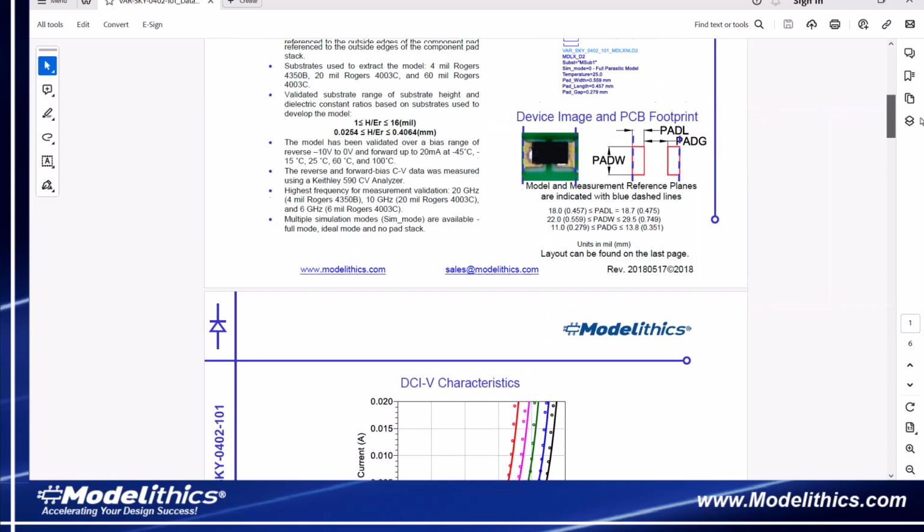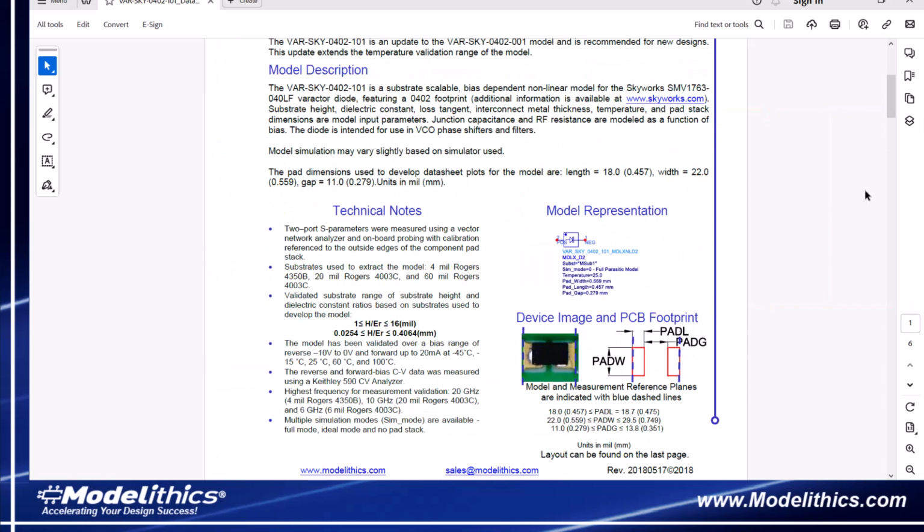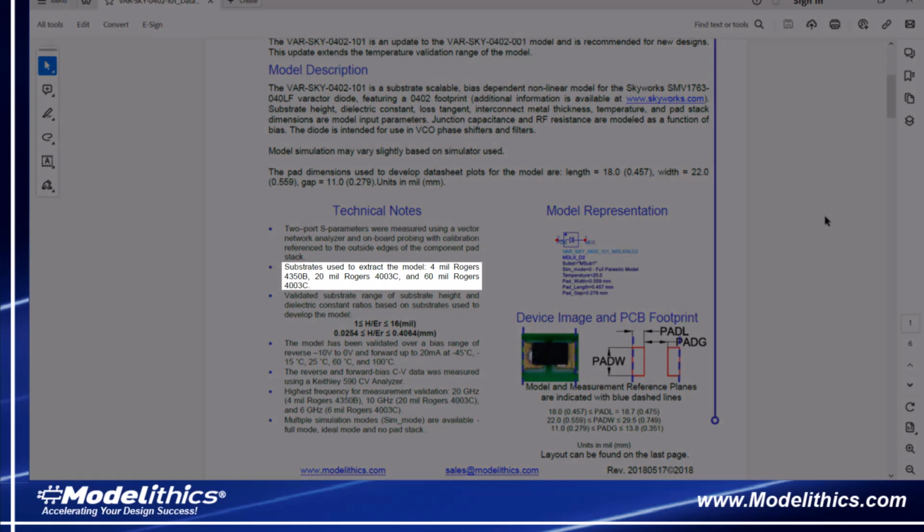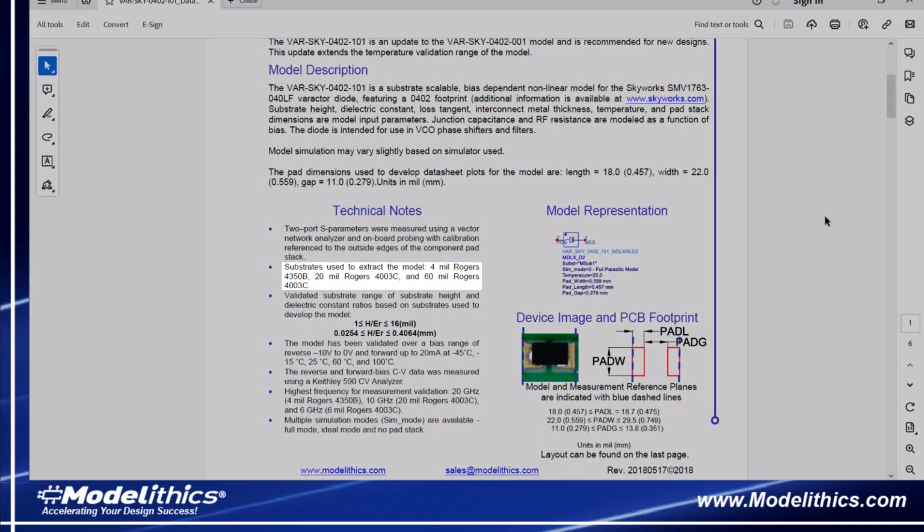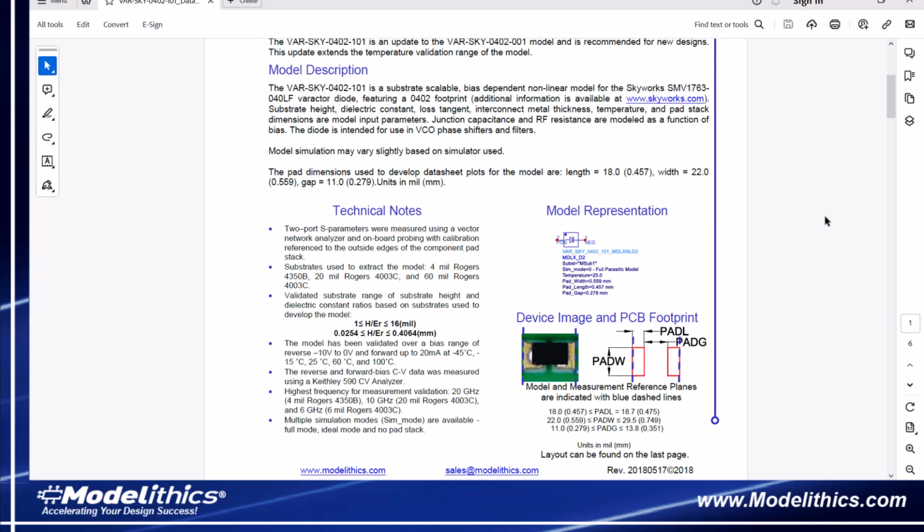Now let's move on to substrate scalability. This model was developed by performing measurements using 3 different substrates. Specifically, these substrates are 4mm Rogers 4350B, 20mm Rogers 4003C, and 60mm Rogers 4003C. Performing measurements using these different substrates enables the model to be substrate scalable.